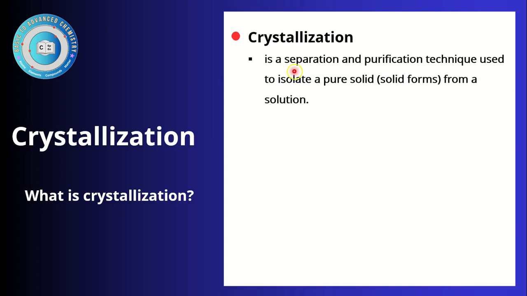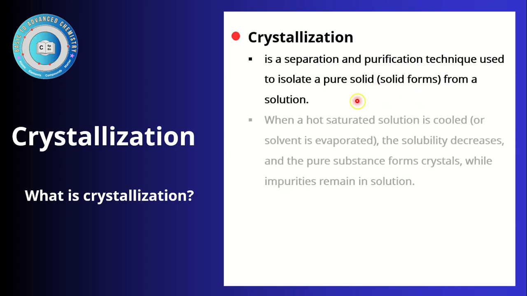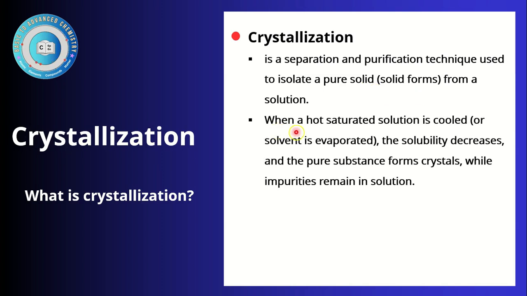The other is crystallization. What is crystallization? Crystallization is a separation and purification technique used to isolate a pure solid, which means a solid is formed from a solution. How does this happen? When a hot saturated solution is cooled or solvent is evaporated, the solubility decreases and the pure substance forms crystals, while impurities remain in solution.